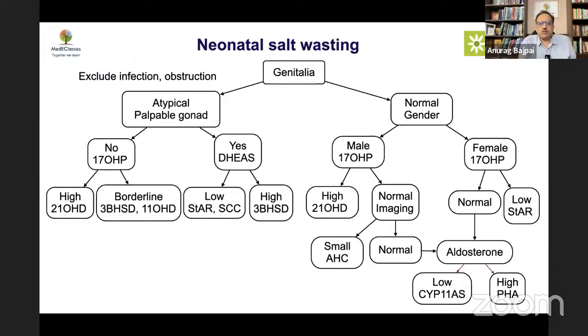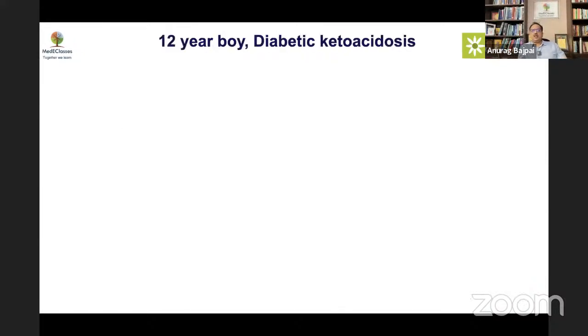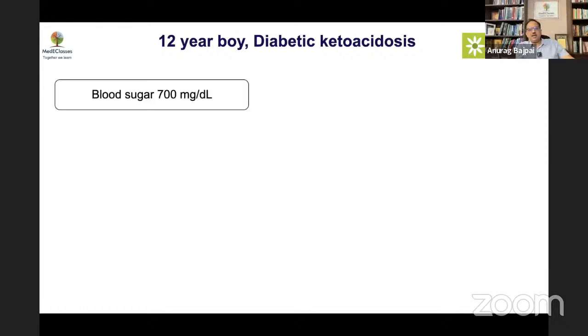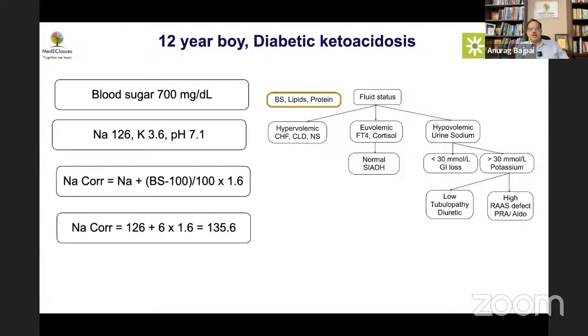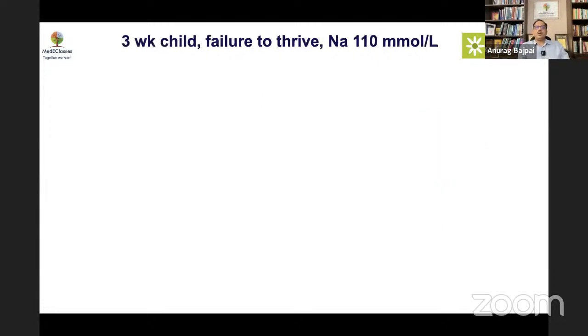That is the crux of this whole presentation, to really make a very practical and cost-effective approach in that regard. So now we'll run through a few cases. A 12-year-old boy with DKA, high blood sugars, and what we found was that the sodium is 126. Now, this is classically pseudohyponatremia. For every 100 milligram per dL rise in glucose, we have to add 1.6. So we have to correct this sodium, and it comes to 135.6. So in a DKA, always correct the sodium. That becomes important.